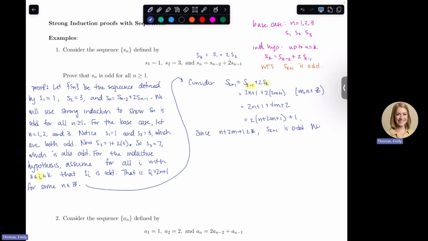We have shown S sub N is odd for all N greater than or equal to 1. Look how much space you used for your proof. It's so teeny tiny. I warned you about space, but it seems like you had plenty of space, Sherrod.